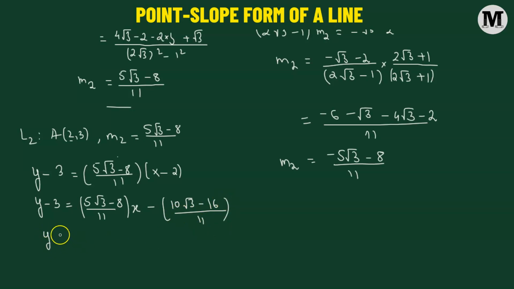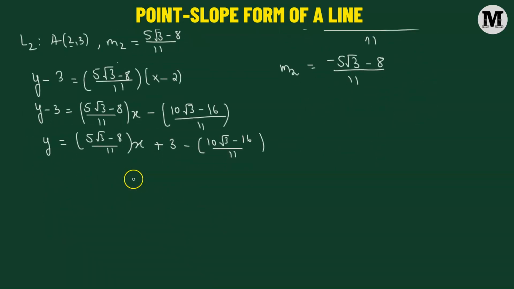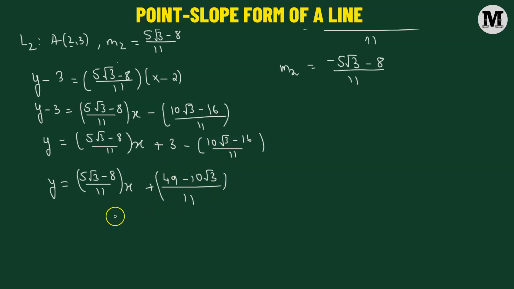And this will be equal to y. So y will be 5 times square root of 3 minus 8 over 11 times x. Then we have positive 3 minus 10 times square root of 3 minus 16 over 11. So let's combine the two constant terms. We will get y equals 5 times square root of 3 minus 8 over 11 whole multiplied to x plus, we have the common denominator 11, so that will be 33 plus 16. So that's going to be 49. We have 49 minus 10 times square root of 3. So this is going to be the required equation of the line.